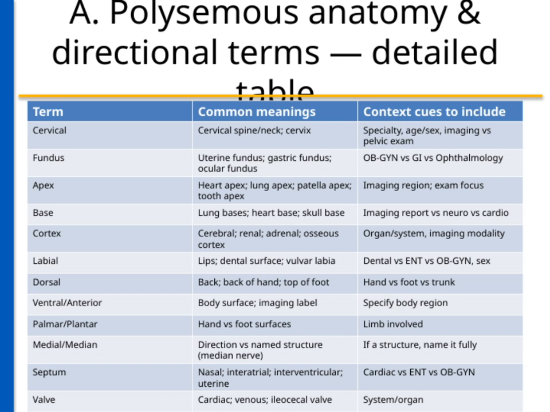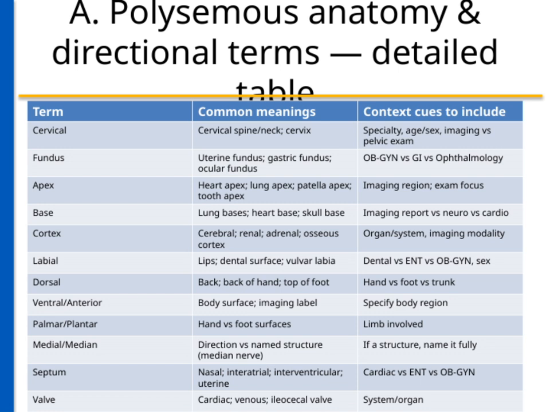Now, cortex is another term with multiple applications. It can refer to the cerebral cortex in the brain, the renal cortex in the kidneys, the adrenal cortex, or the osseous cortex of bones. Knowing the organ or system involved and the imaging modality helps clarify which cortex is being discussed. Let's look at labial, which can mean the lips, the dental surface, or the vulvar labia. Distinguishing whether we're in a dental, ENT, or obgyn context is crucial for accurate understanding.